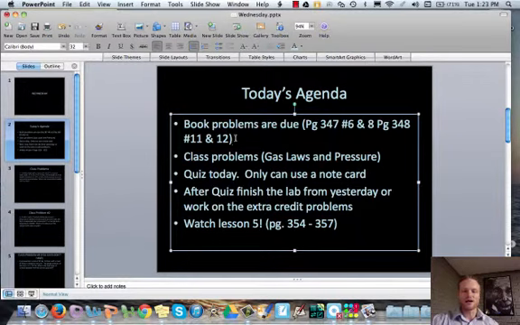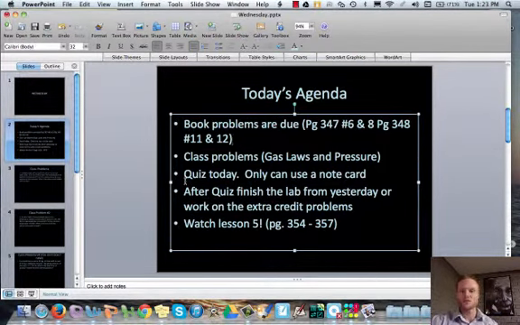Shortly after I'm done talking about the agenda, we're going to talk about some class problems today dealing with gas laws. And I do have one more pressure problem just to show you guys to get you ready for the quiz, which is later today. Today there will be a quiz that will basically follow right after the class problems.